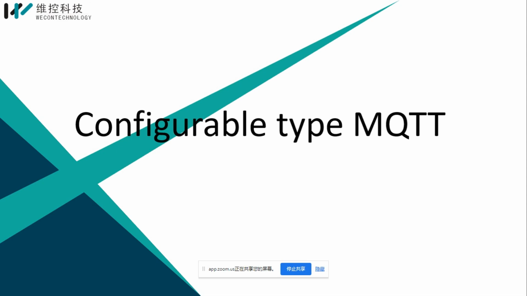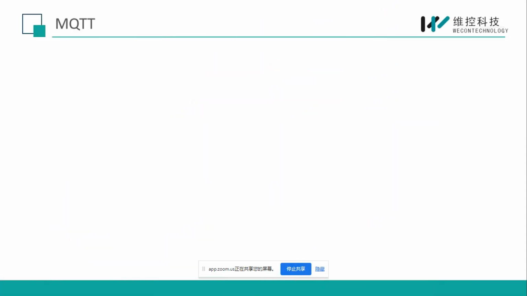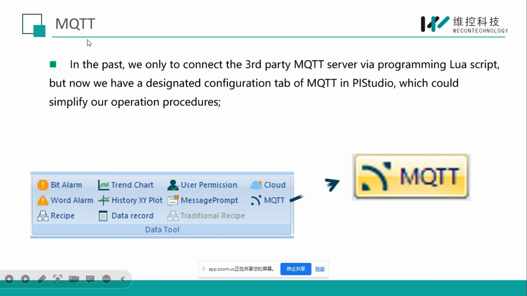So today I will use AWS IoT Core to demonstrate this function, okay? In the past we all needed to connect to the server while programming the Lua script, but now we can use the configurable type, this configuration tab, okay, to simplify our procedure.